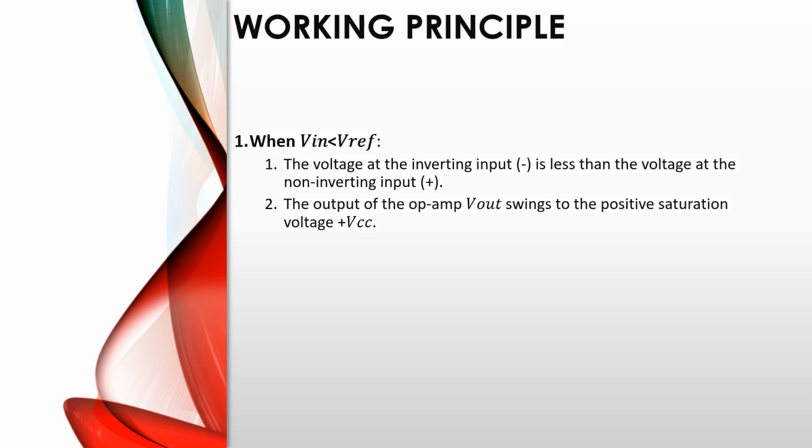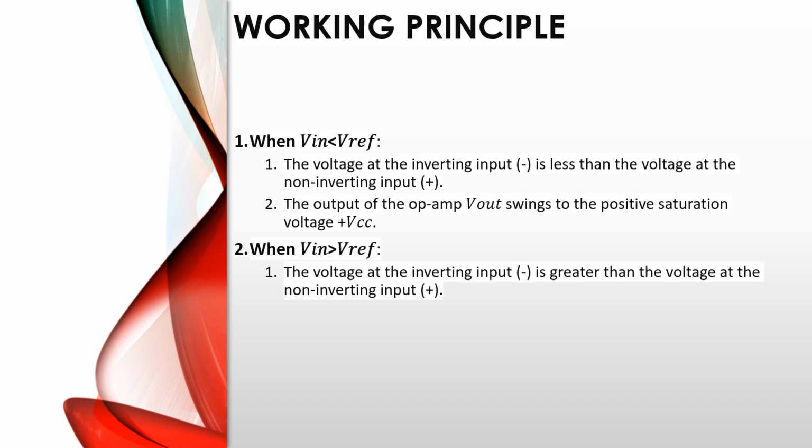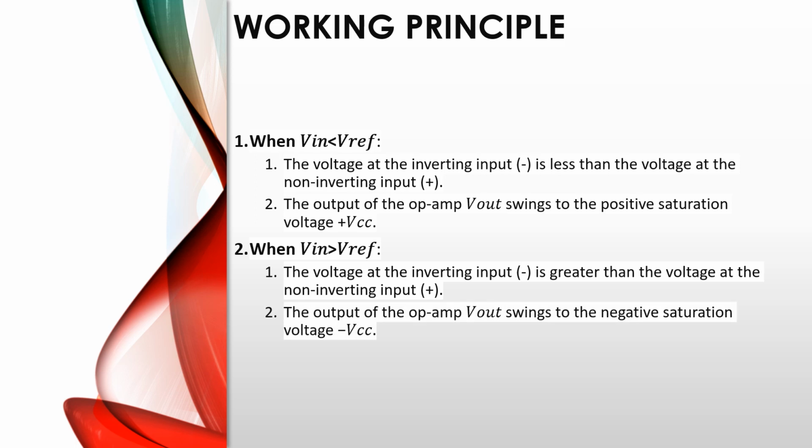The second situation is when V in is greater than V reference, that means the input voltage applied to the inverting terminal is greater than the reference voltage at the non-inverting input terminal. In this situation, the output swings to the negative saturation voltage, that is minus VCC. So two situations arise for the inverting comparator also, and this is the working principle. During the positive half cycle of the sinusoidal input signal, when V in is less than V reference, the output will be positive VCC. When V in is greater than V reference, the output will be minus VCC. So this is the working principle of the inverting comparator circuit.